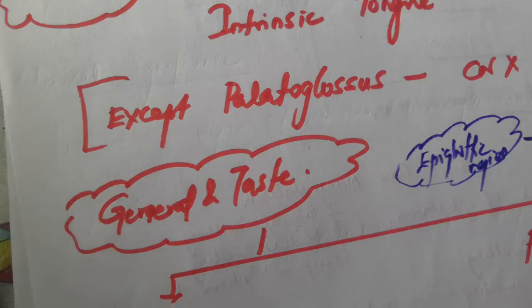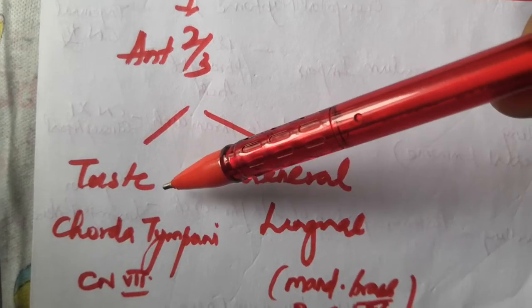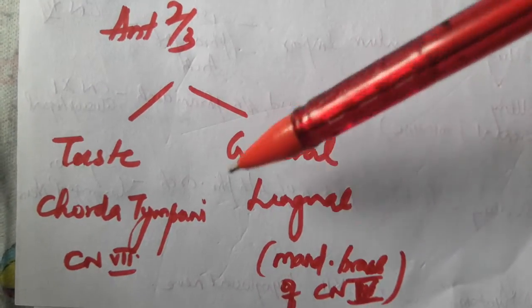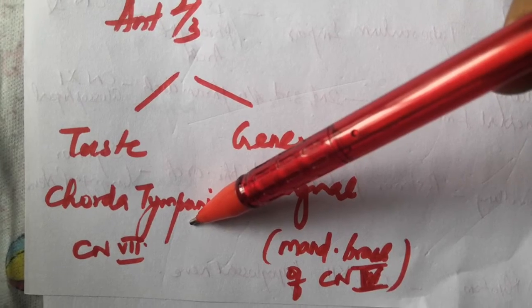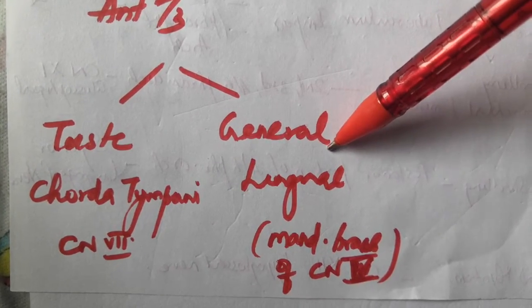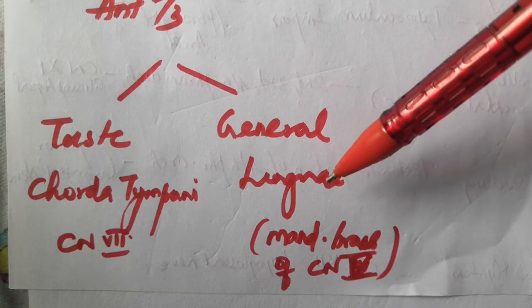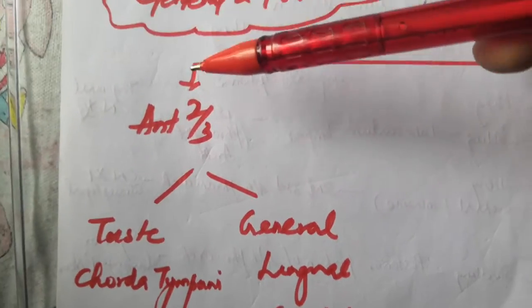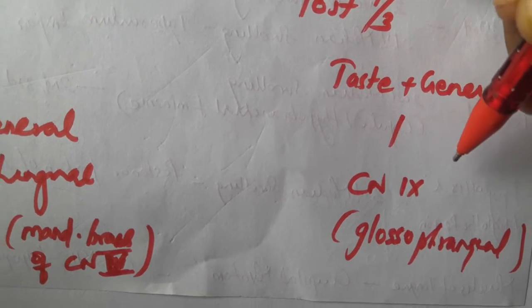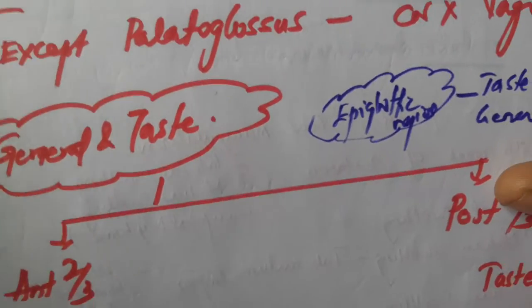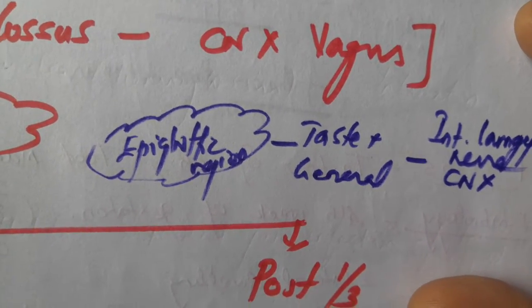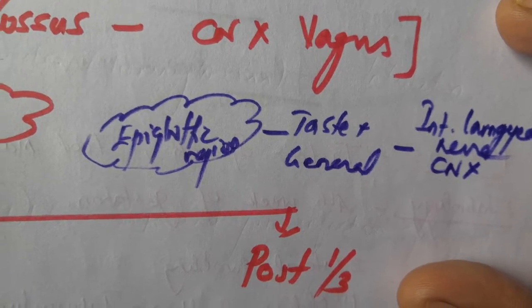Then coming to the anterior two-thirds, it has two nerve supplies, for taste and general perception. Taste is by the chorda tympani of the facial nerve, and general sensation by the lingual branch of the mandibular branch of the trigeminal nerve. The posterior one-third, for taste and general, is supplied only by the glossopharyngeal nerve. And the epiglottic and glottic region, taste and general, both by the internal laryngeal nerve of the vagus nerve.